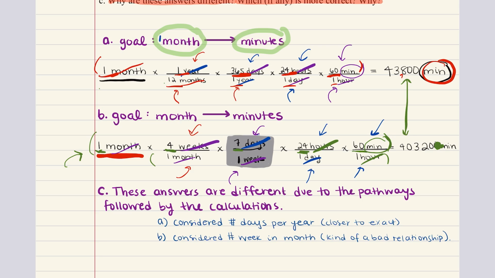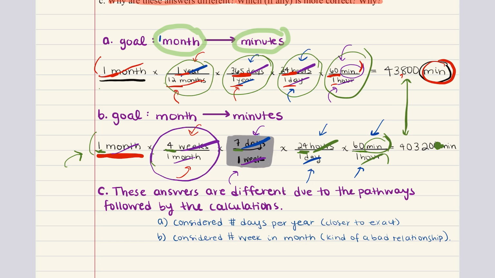For part A, we used that 1 year equals 12 months. We know this to be exact. 365 days per year, 24 hours per day, 60 minutes per hour. On the other hand, for part B, we used a conversion factor that's not quite exact. And that is that there are 4 weeks per month. All right. 4 weeks per month means that what we're saying is that there are 28 days per month. But we know that this is not true.